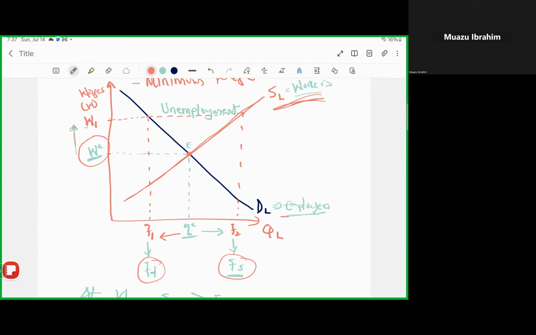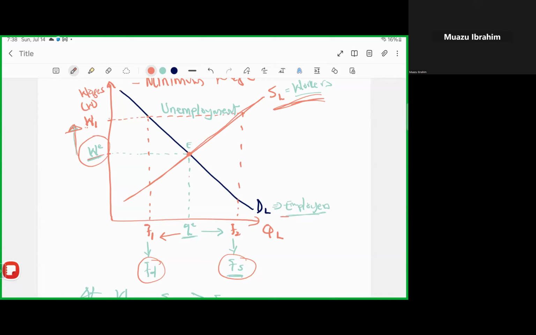So you will see that once there is an increase in the wage rate from WE to W1, there will be new people, because the increment in the wage rate will entice people to offer their service or to look for a job, because wages are now higher. So how do you quantify the new job seekers in the market because of the increment in the wage rate?